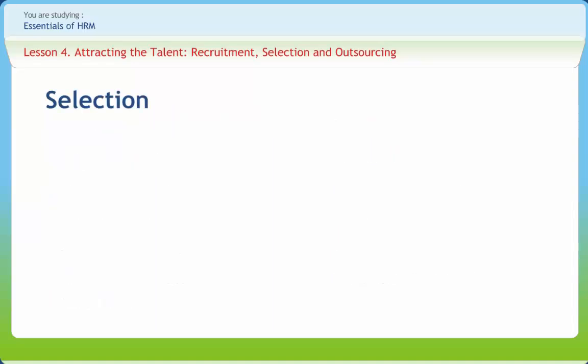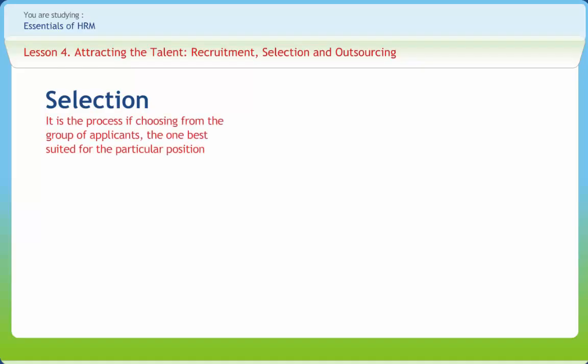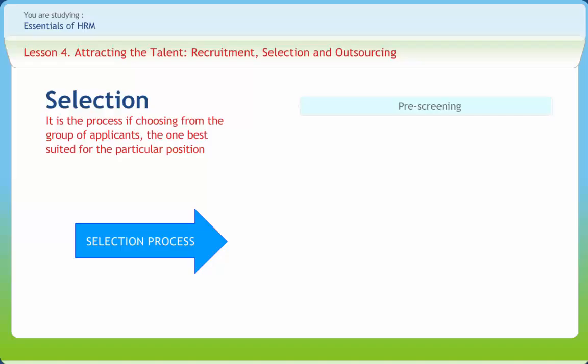Now we move to the concept of selection. Selection is the process of choosing the best candidate out of the group of applicants for a particular job position. Now we will discuss the selection process. The first step in the process is pre-screening. Some amount of screening is already done at the recruitment stage and initial interview. The next step is the pre-interview stage. At this stage, many unqualified candidates are eliminated to save time. The candidates who qualify for the further process are required to fill in an application form that records personal as well as professional details of prospective candidates.